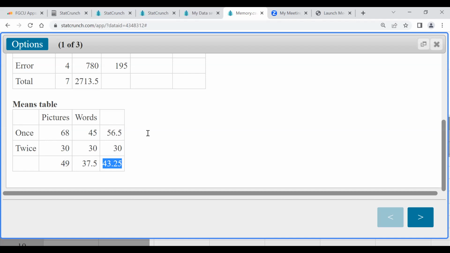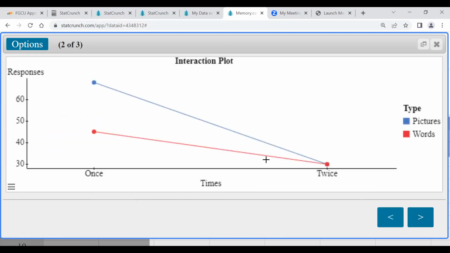Okay, do we have the table written down? Another table, means table. So these means were obtained from averaging the 2 observations in each cell. And that plot right there is what we call an interaction plot. An interaction plot is used to see if there is interaction or not between the 2 variables.